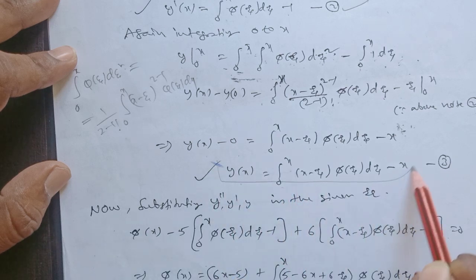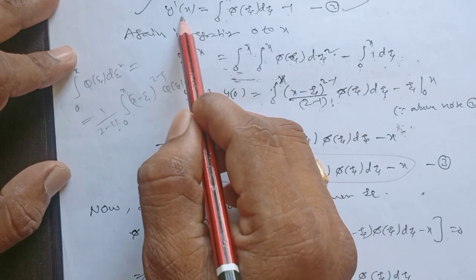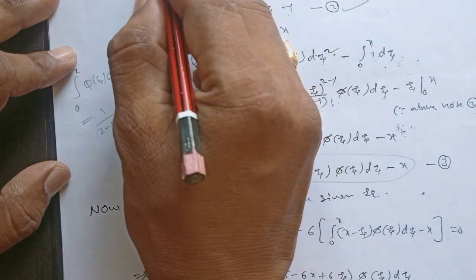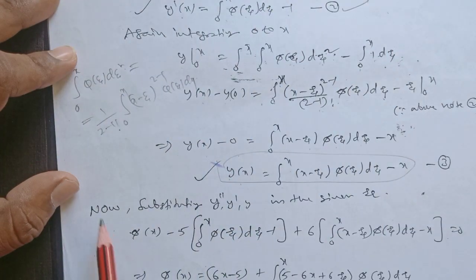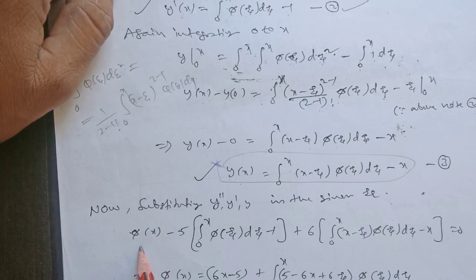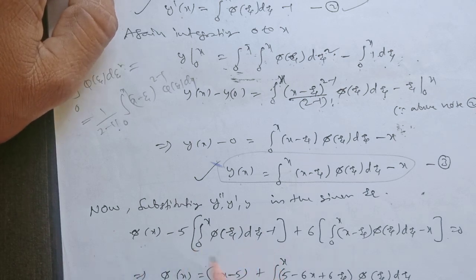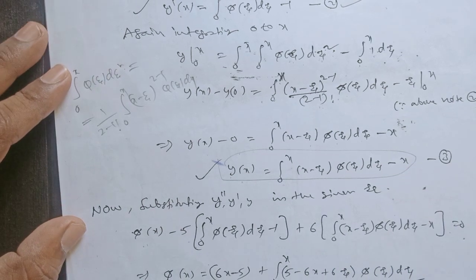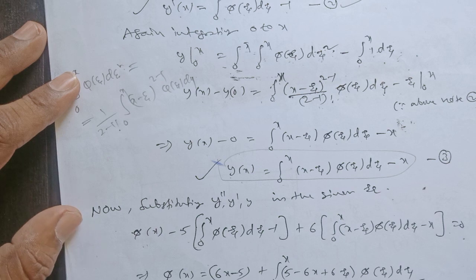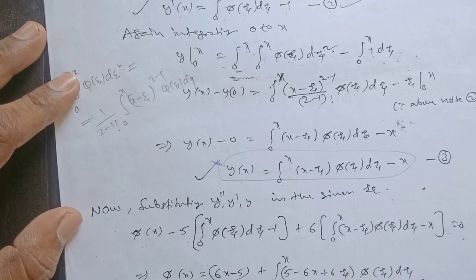So this is the value of y of x, this is y dash of x, and this is y double dash of x. Substituting y double dash, y dash and y of x in the given differential equation, we get phi of x minus 5 times of this plus 6 times of this is equal to 0. After simplifying this equation, I get it like this. So it is the required integral equation.